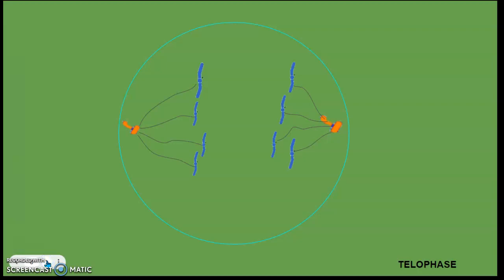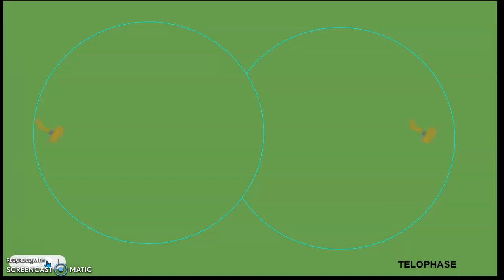Telophase. During telophase, the chromosomes begin to uncoil and form chromatin. This prepares the genetic material for directing the metabolic activities of the new cells.